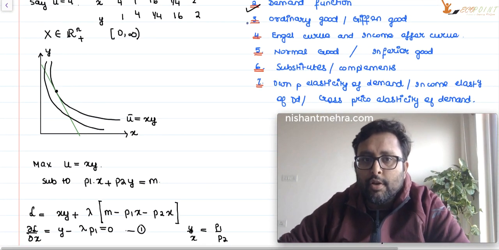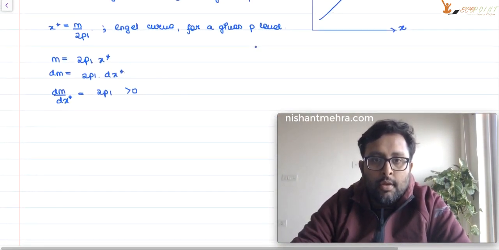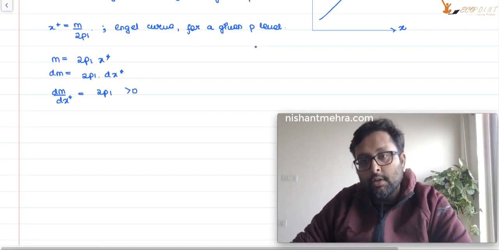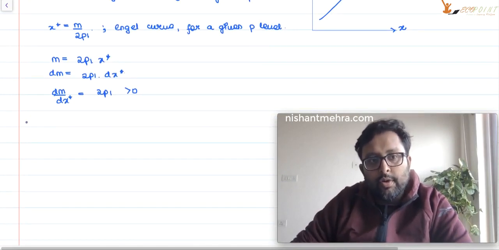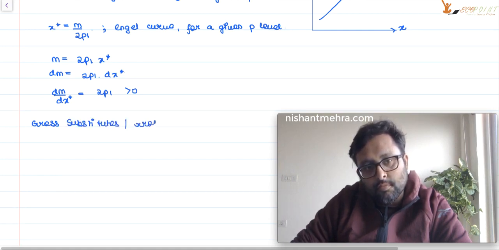We have defined what an ordinary good is and what the Engel curve is. Now, substitutes and complements. So how do we know whether a good is a substitute or a complement? We will rather say gross substitutes or gross complements.